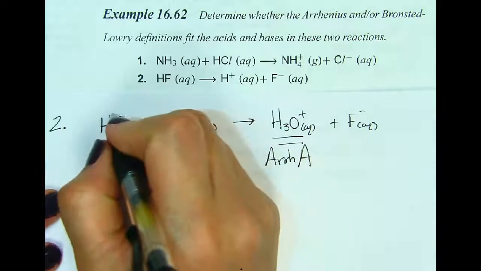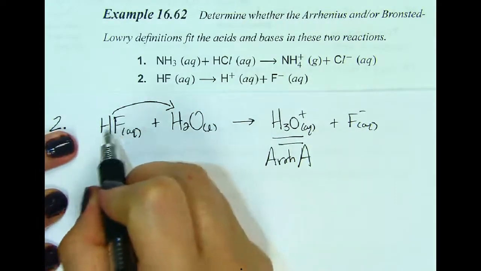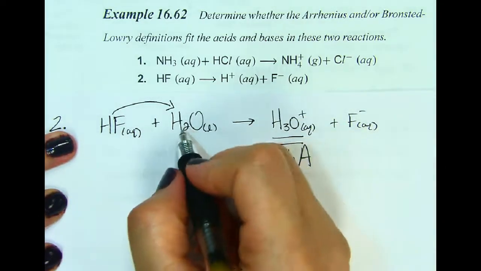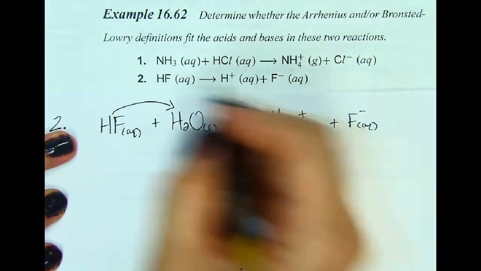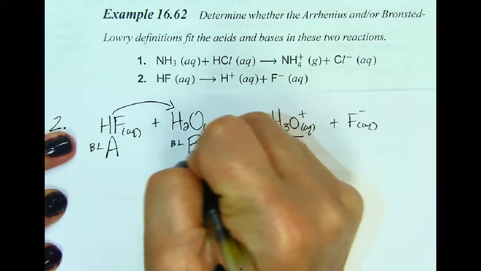However, there is a proton transfer from the hydrofluoric acid over to the water, and after this transfers this hydrogen, we end up with the fluoride anion, and after this accepts the hydrogen, it becomes hydronium. And so we have a Bronsted-Lowry acid here and a Bronsted-Lowry base here.